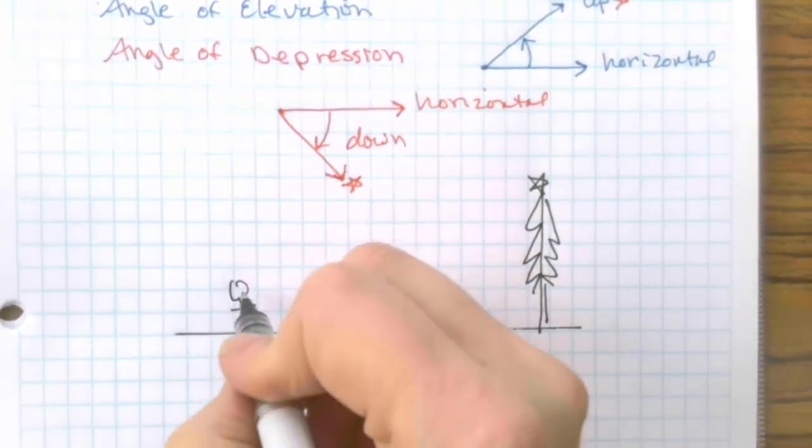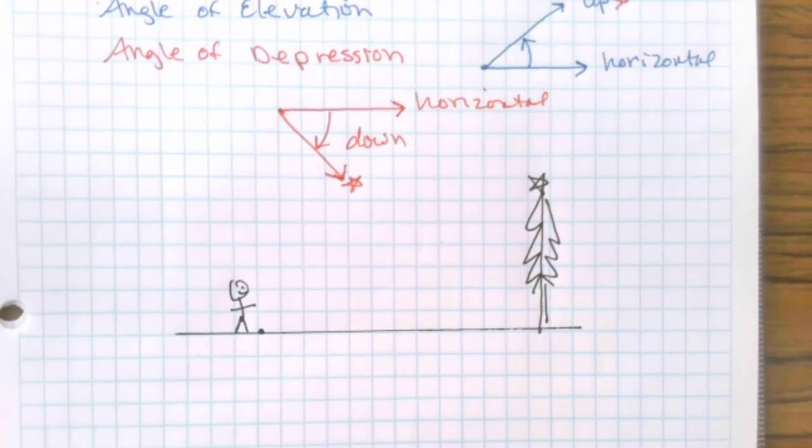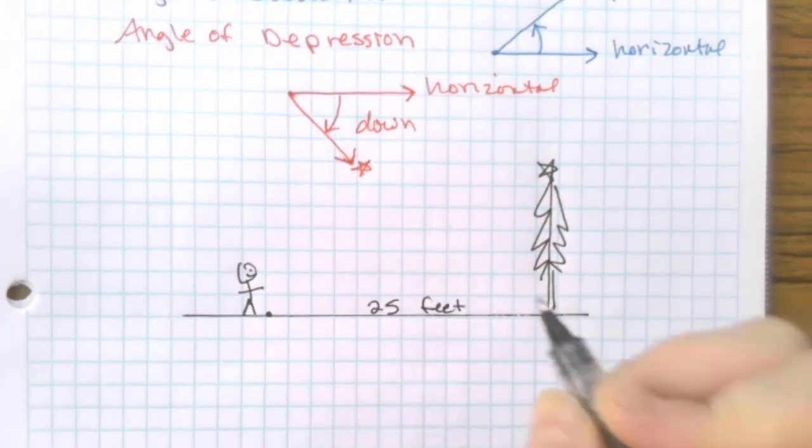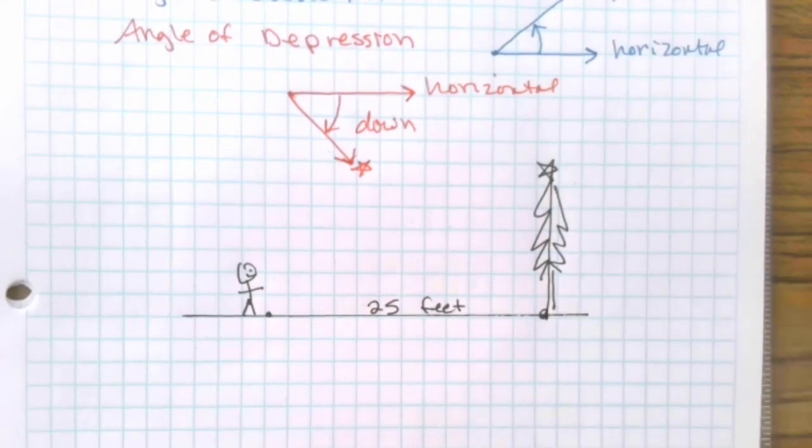There you are, with a big smile, because it's PreCalc. Woohoo! You're standing 25 feet away from the tree. Now, here's some assumptions you have to make.